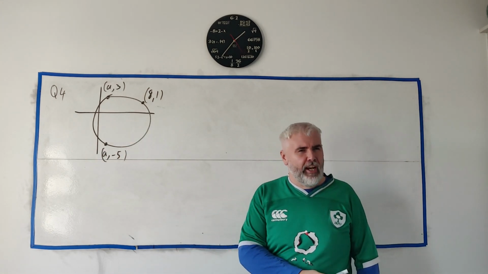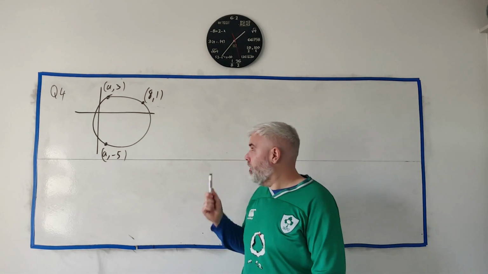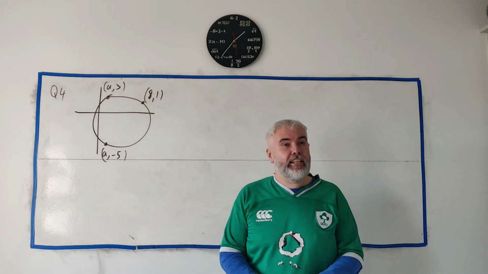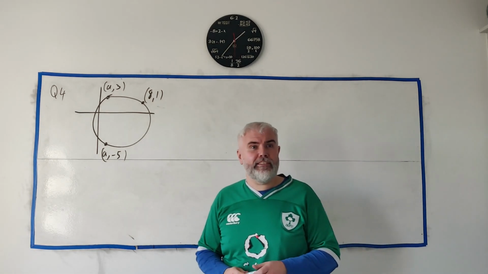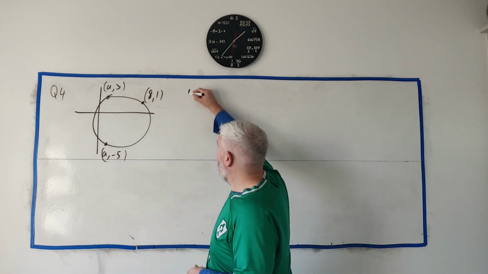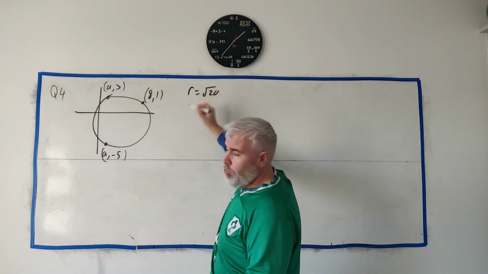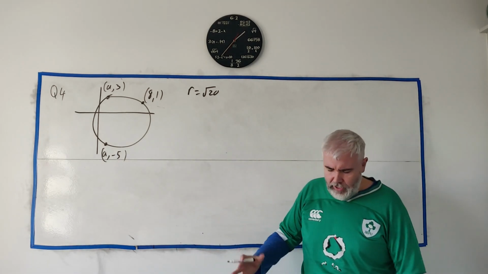To make up for that though, because we do need 3 bits of information to find a circle, they do tell us the radius. The radius of the circle is square root of 20. Let's put that in. Equals square root of 20. Okay, there's a couple of ways to do this question.